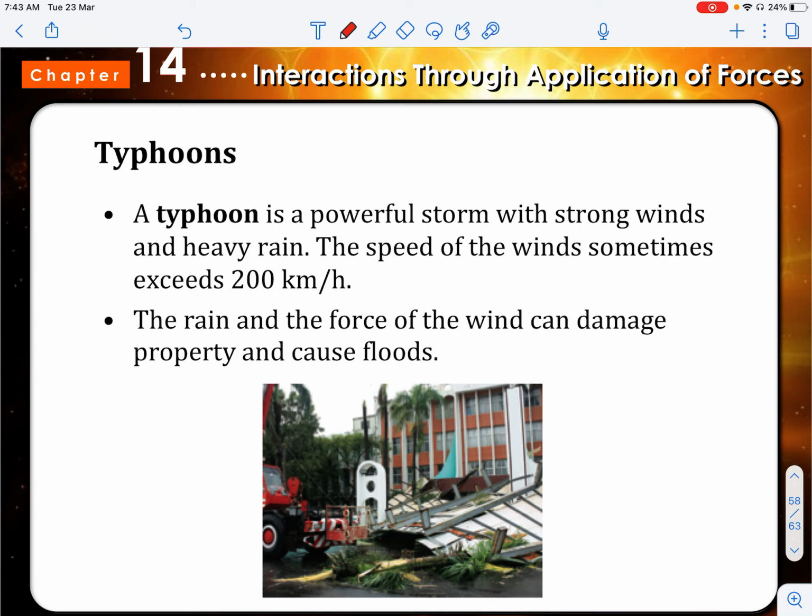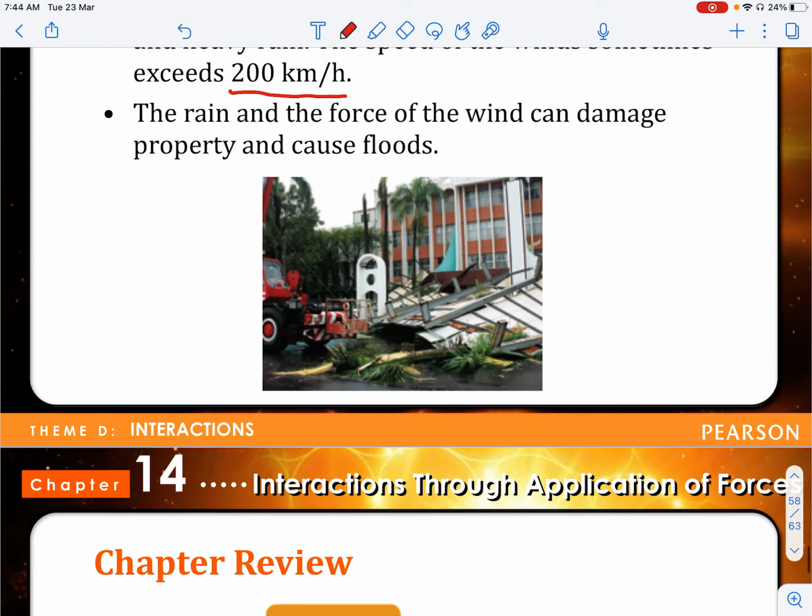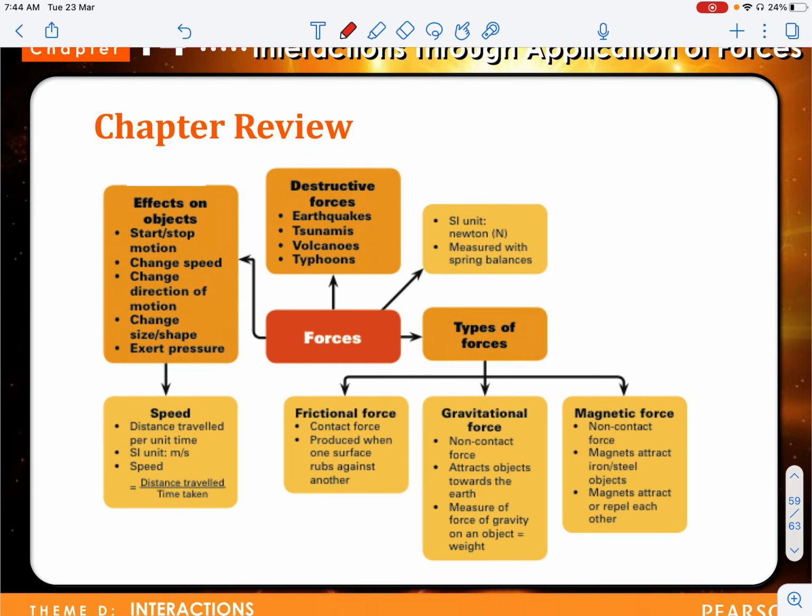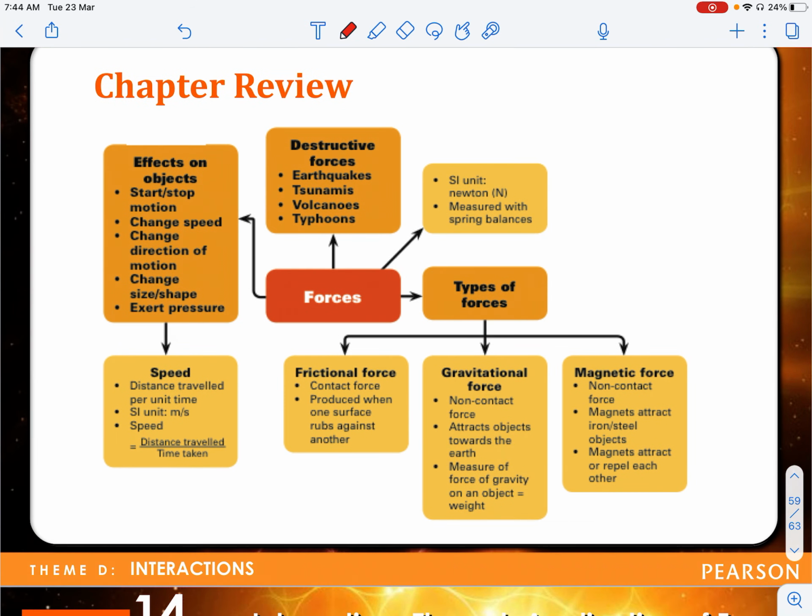Finally, a typhoon is a very powerful storm with strong winds and heavy rains. These winds can reach a speed of 200 km per hour, and that's where you can cause a lot of floods or even damage to properties. So that is all for this chapter.